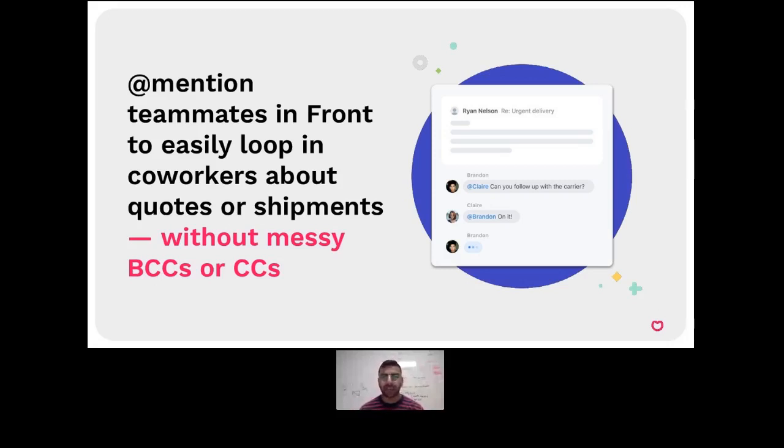Claire and Brandon will get notifications that they've been tagged so that they know someone's trying to chat with them. This is a really cool way to reduce your email clutter, reduce the CCs and the BCCs and the super long email chains, and just have this conversation and quickly resolve whatever you need to on a particular email.